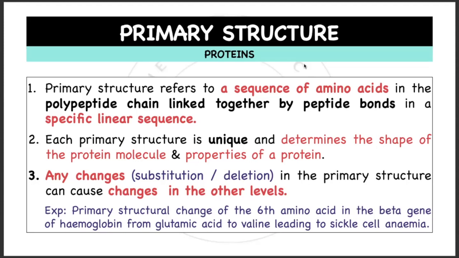Next, any changes, meaning any substitution or deletion in the primary structure, can cause changes in the other levels as I mentioned before. For example, a primary structural change of the 6th amino acid in the beta gene of hemoglobin, where glutamic acid changes to valine, leads to sickle cell anemia. In sickle cell anemia, the shape of the cell is crescent, like a moon, instead of the regular round or oval shape of the hemoglobin, or in other words, the red blood cell. The sickle cell has a crescent shape and has lost its elasticity.